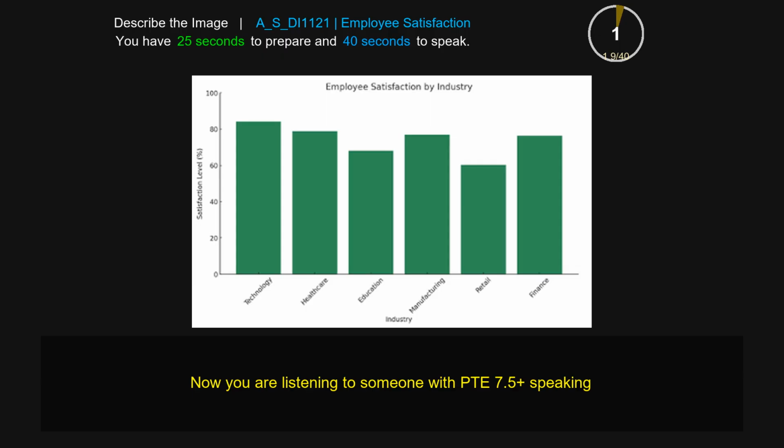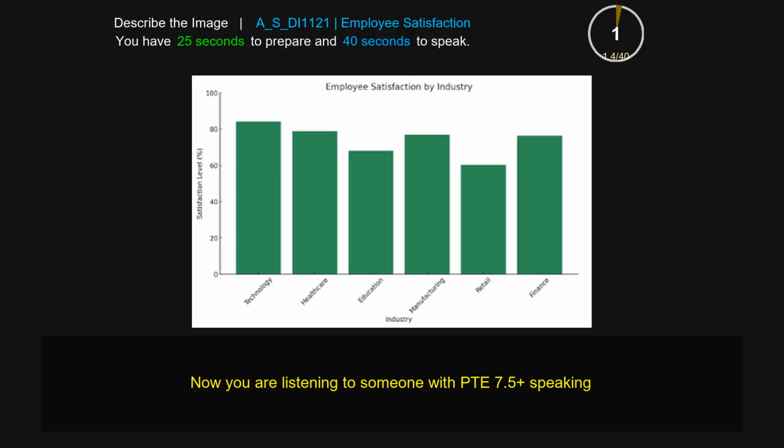The bar chart gives information about employee satisfaction by industry. The horizontal axis is related to different industries, such as technology, healthcare, education, manufacturing, retail, and finance. The vertical axis is related to satisfaction level in percentage. For example, the minimum goes to retail, which is around 60%, and the maximum goes to technology, which is more than 80%. There is a different percentage for education, which is around 62 percent. To conclude, there are different numbers and different highlights.